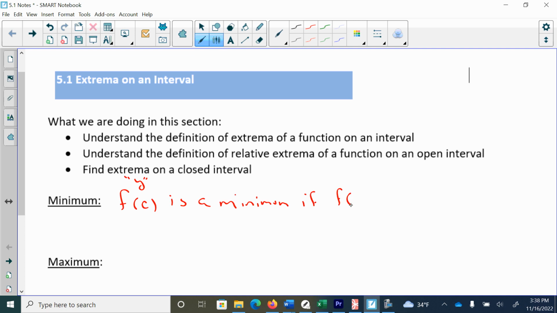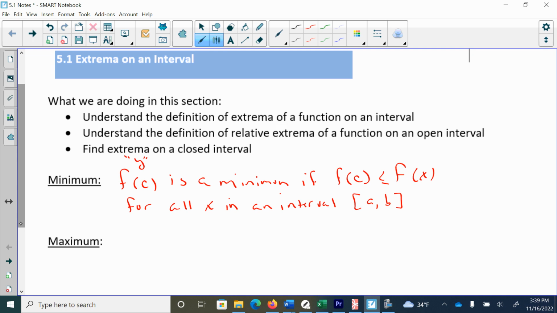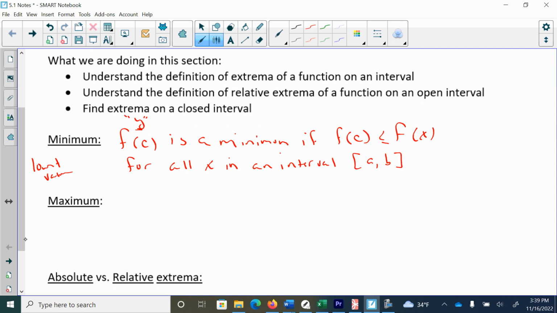If f of c is less than or equal to any other f of x for all x values in an interval, and I'm going to make it a closed interval from A to B. Remember, those brackets mean that it includes the point A, includes the point B. When I'm looking at the graph, this is like the lowest value. Remember, the minimum is the y value. The x is where it occurs.